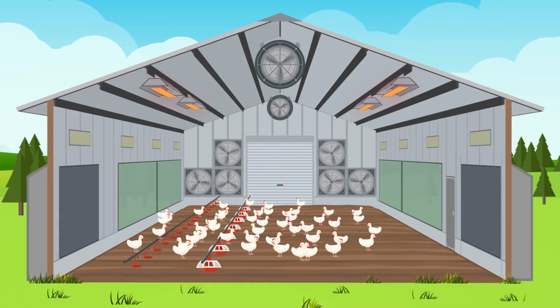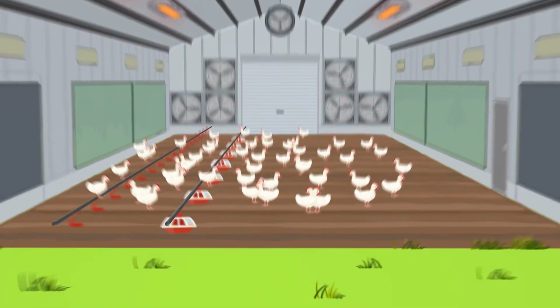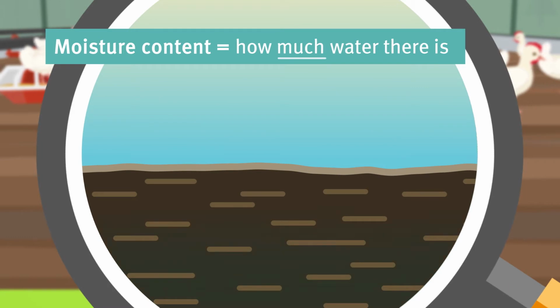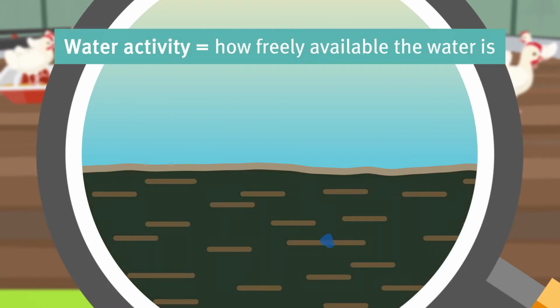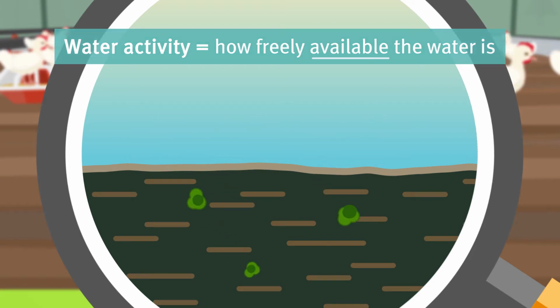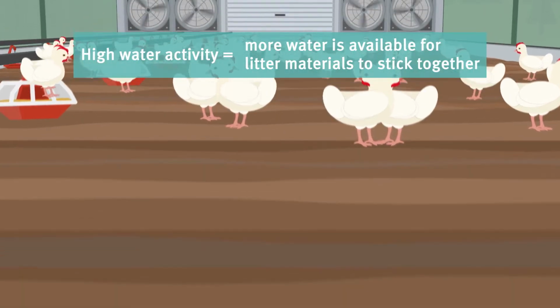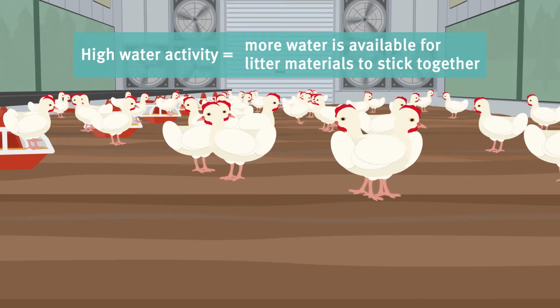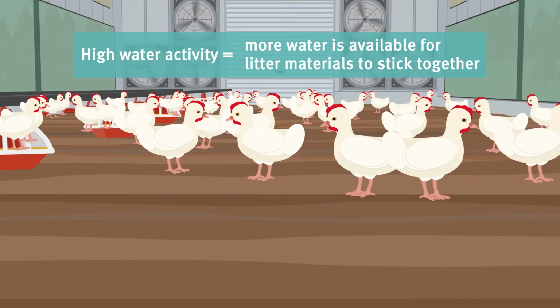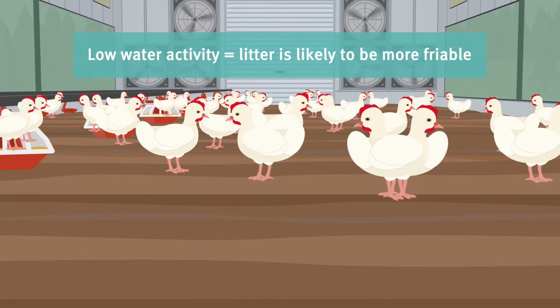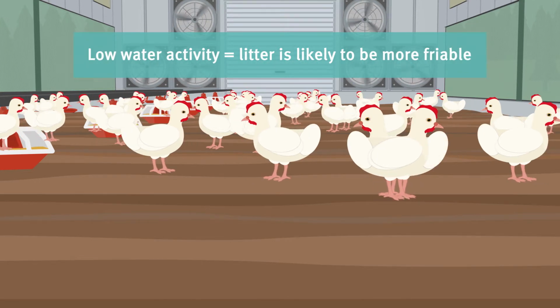Litter moisture content and water activity are both important. Moisture content tells us how much water is in the litter, whereas water activity tells us how freely available water is for evaporation, microbial growth, and for sticking litter materials together. Litter with a high water activity is more likely to cake as more water is available for litter materials to stick together, whereas litter with a lower water activity is likely to be more friable.